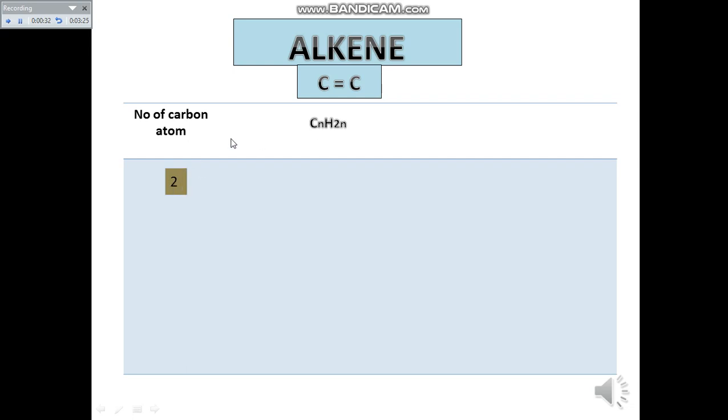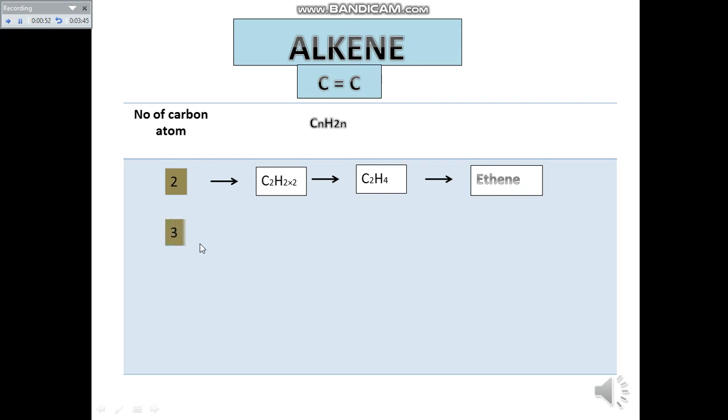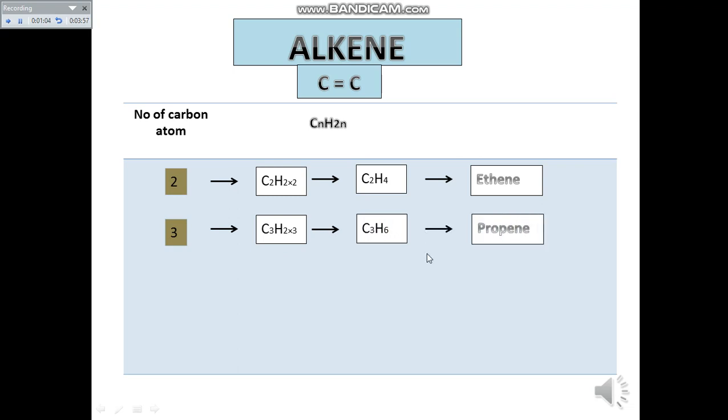We apply n equals 2 in this formula and get C2 H(2 into 2), that is C2 H4. This compound is called ethene: the prefix is eth and the suffix is ene. For 3 carbon atoms, n equals 3, we get C3 H6, called propene. For 4 carbon atoms, C4 H(2 into 4), we get C4 H8, called butene.